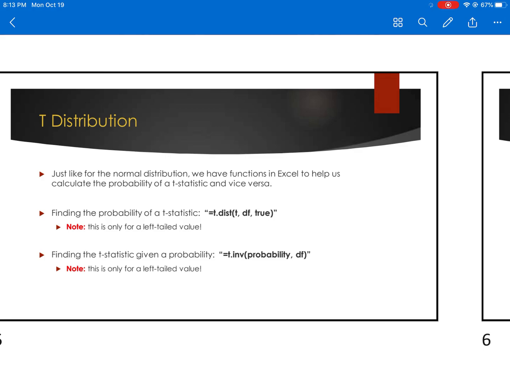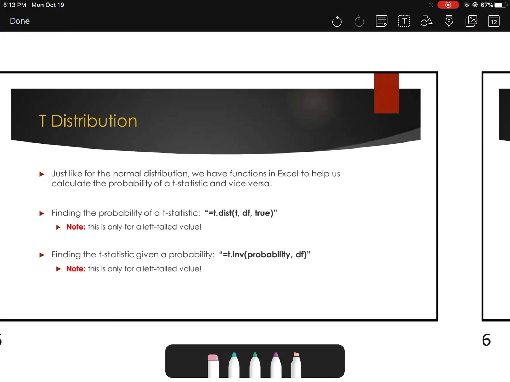So let's go over here to the t-distribution. Just like your normal distribution, we have a function in Excel to help us calculate the probability of a t-statistic and vice versa. Remember, vice versa just means we need to find the inverse. If I need to find the probability of a t-statistic, I'm going to use this formula right here in Excel. And this DF stands for your degrees of freedom, which we'll talk about in a little bit. Key thing here, this is only for left-tailed values.